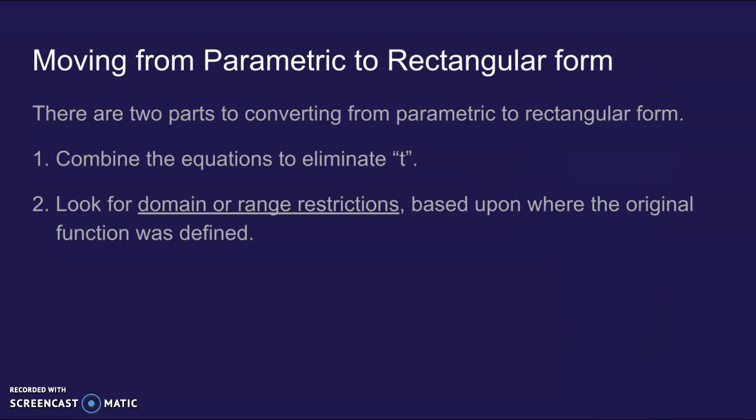Today we're going to do a number of things with parametric equations, and the first we're going to do is to transform parametric equations to rectangular form. If you need to do this, there are two parts you have to remember. First of all, you're going to combine the x and the y equations in a way to eliminate t, and after you do that, you're going to look to see if there are any restrictions on the domain and range based upon the original function and how it was defined.